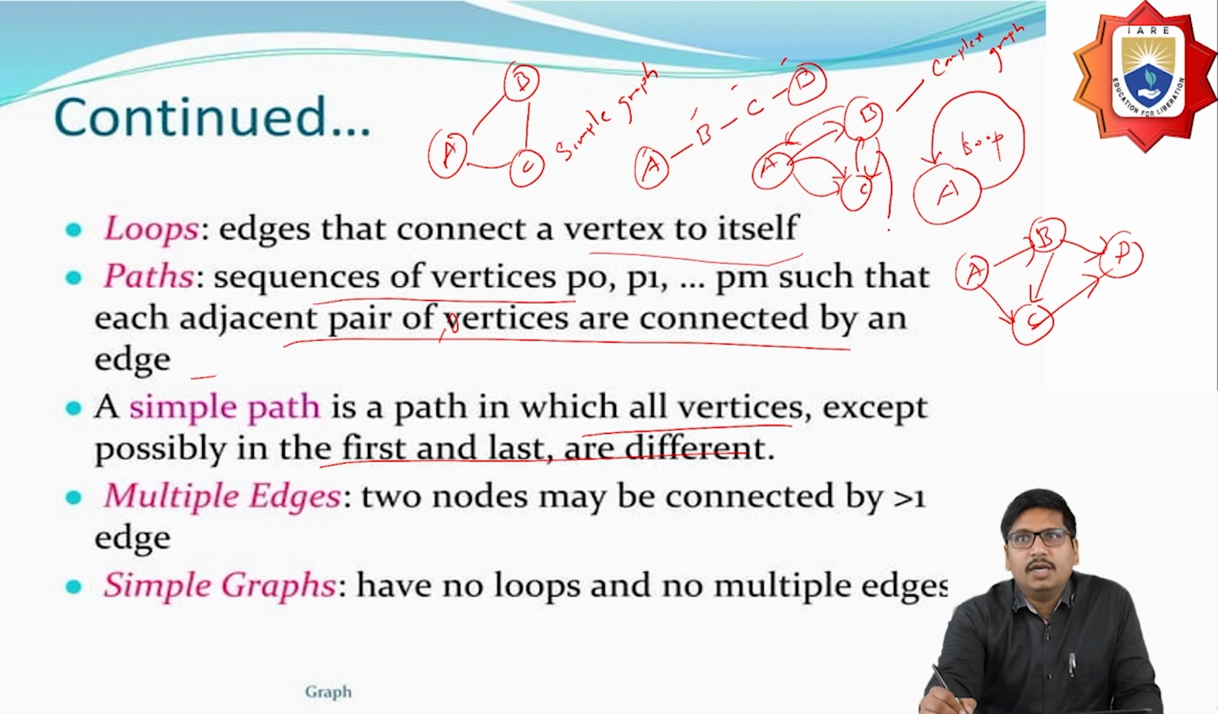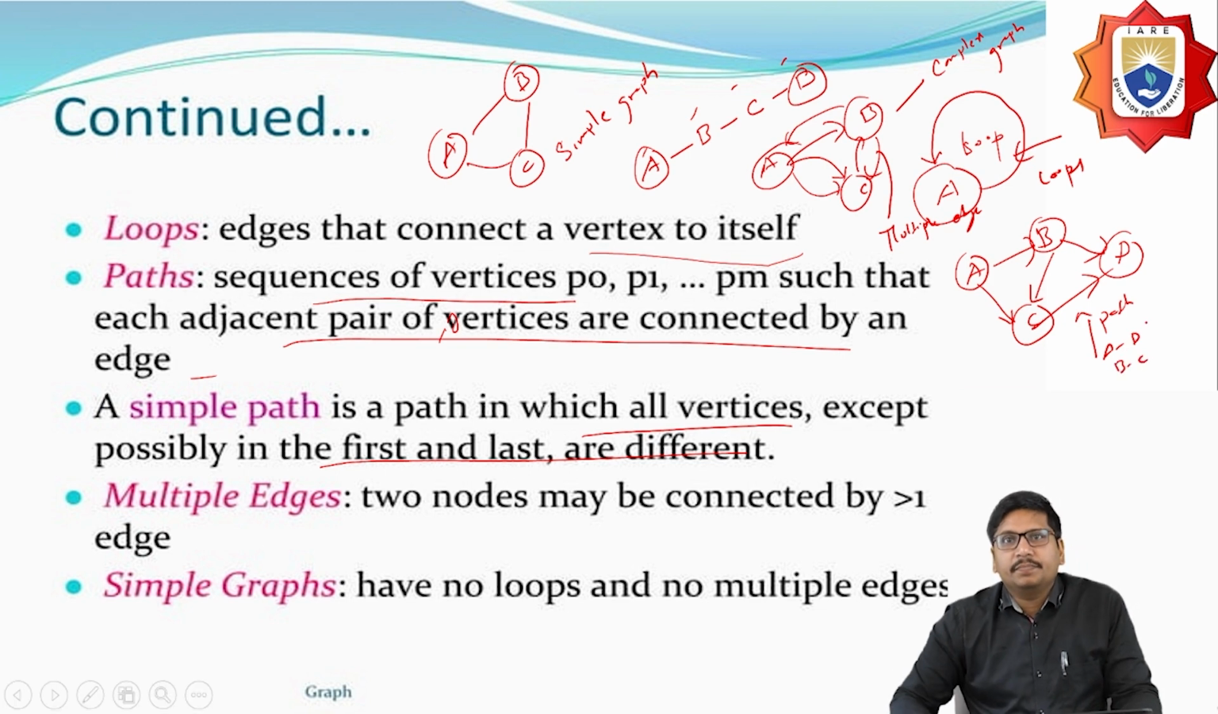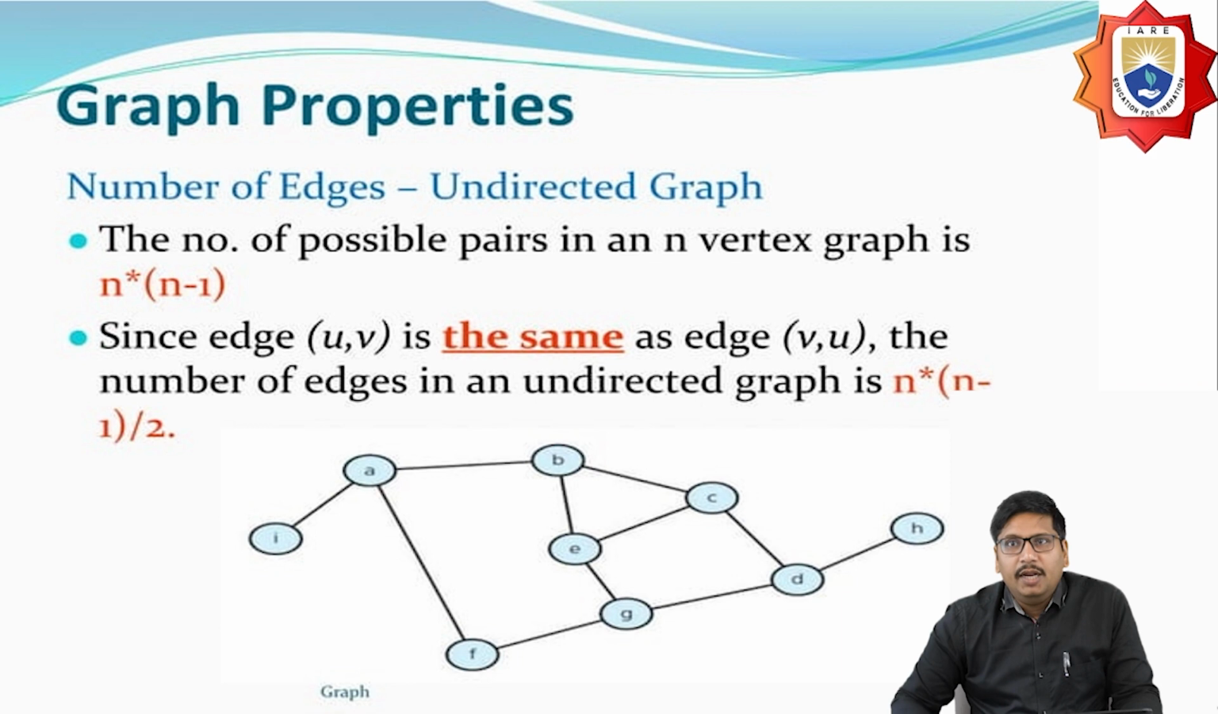And this one is called multiple edges. And this one is called loops. And this one is called a path from A to B or B to C, like this. And next we will see about the graph properties.